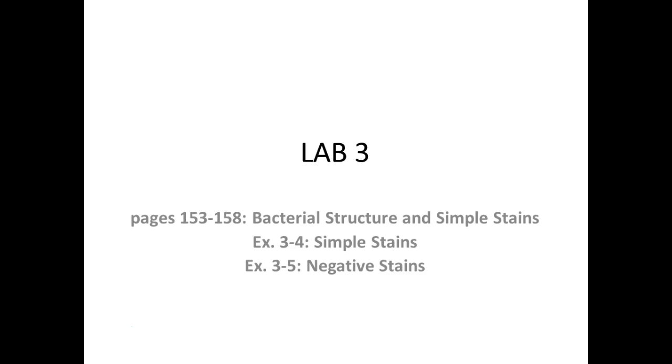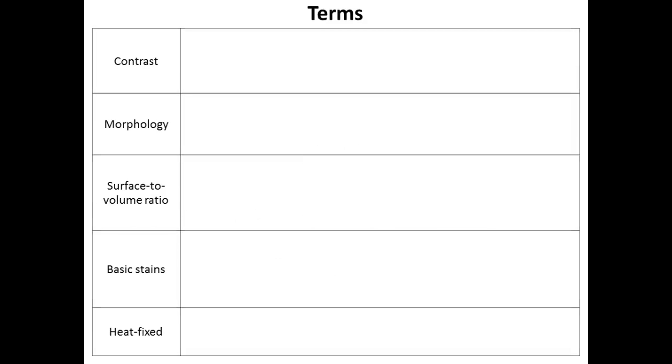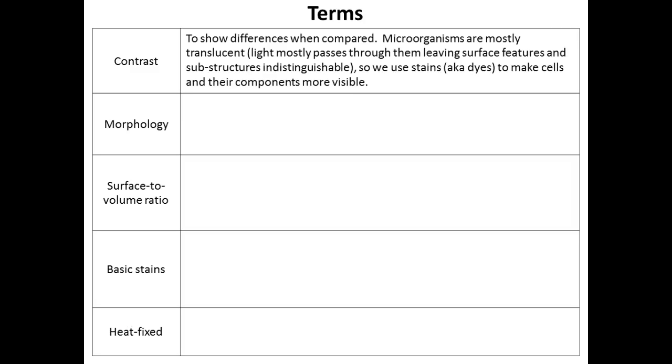One of the things that helps us in identification is the shape of the organisms and how they're arranged in three-dimensional space. So why do we actually stain? One of the reasons is to create contrast. These bacteria would blend in with their environment if we didn't stain them. They're mostly translucent, so we use dyes so that we can actually visualize them under the microscope.